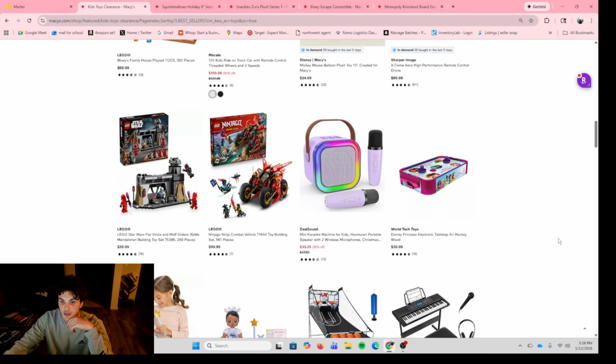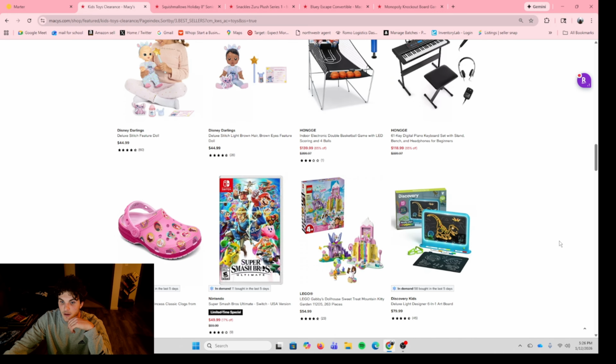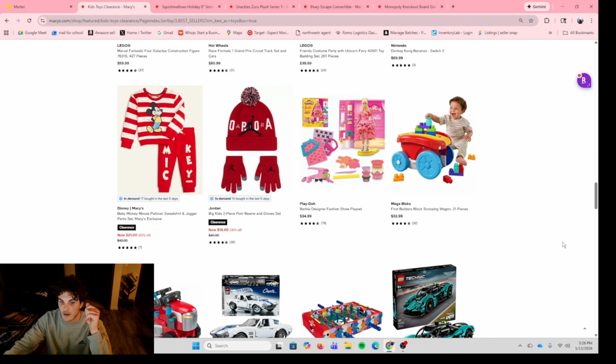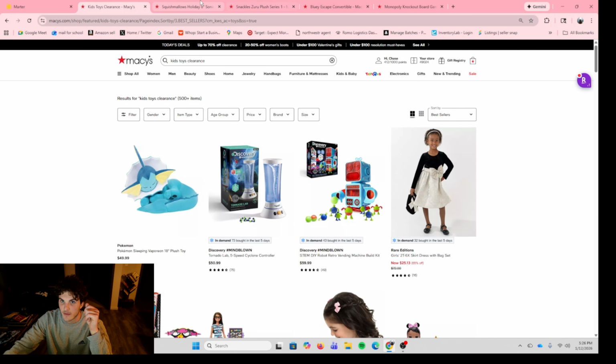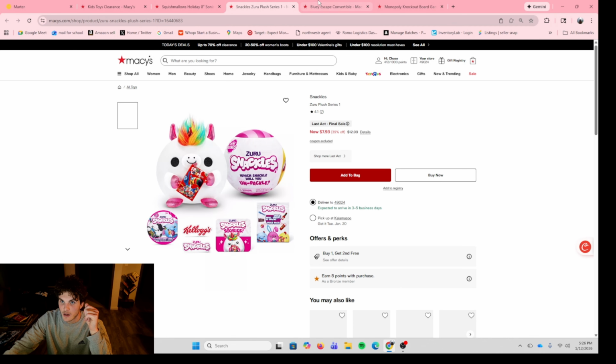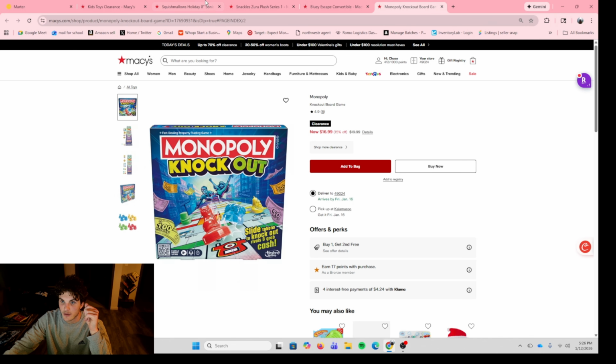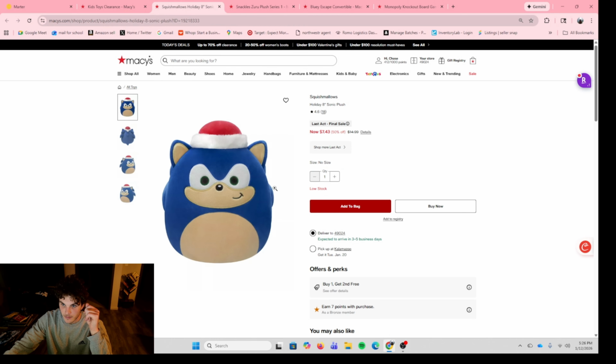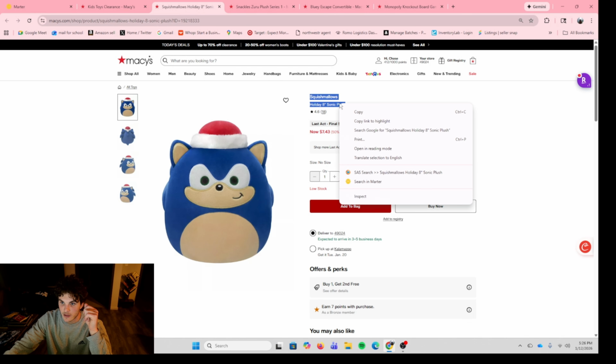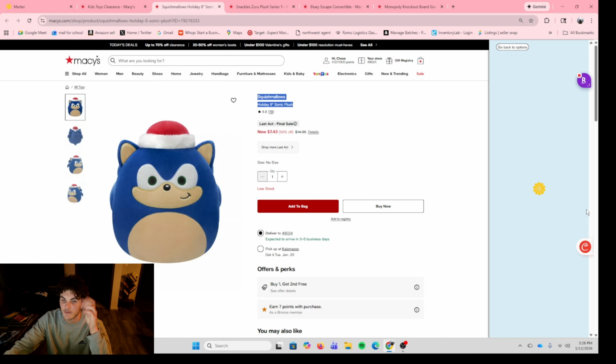Okay, so the bestsellers look like they just don't really have the discounts I want. So let's see what we have here with the Squishmallows, the Snackies, the Bluey, and the Monopoly Knockout. So it says low stock. Let's go Squishmallows, and I right click this, and with the Marter extension, this is for Walmart, you can search in Marter. This will give us everything we need. This is for Amazon. This one's for Marter. I have both because I sell on both platforms. You'll see that if you join the Discord.